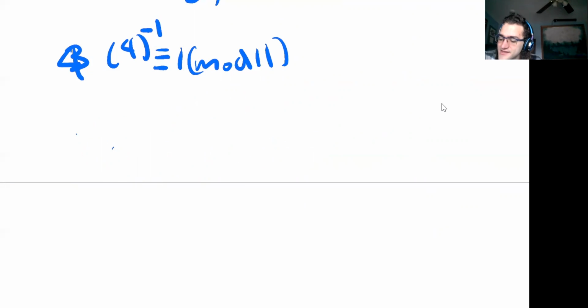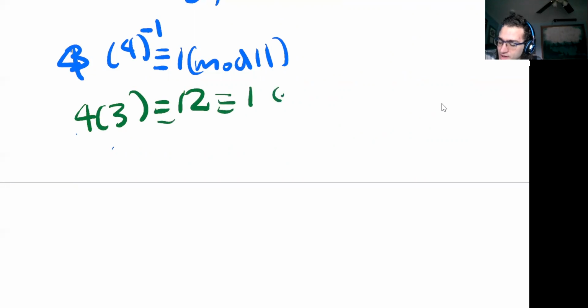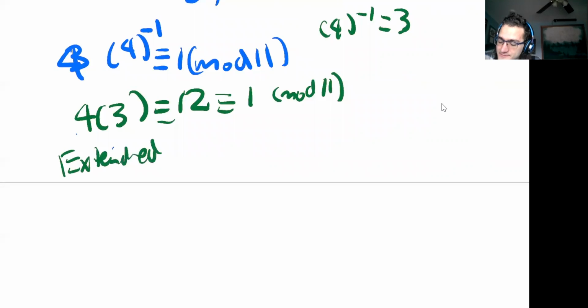So how do we find modular inverses? One method is what we call inspection: you see what it is and then check and verify it works. Say you think 4 times 3 is equal to 12, and that's equivalent to 1 mod 11, since 12 is 1 times 11 plus 1. So maybe you can see that 4 inverse is equal to 3. That might not be so clear initially, so you also have the option of the extended Euclidean algorithm.